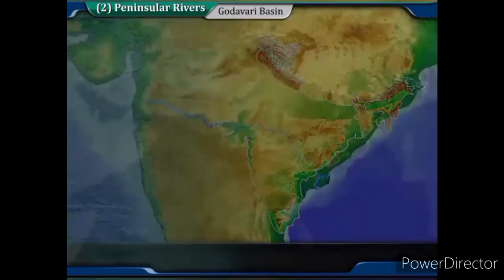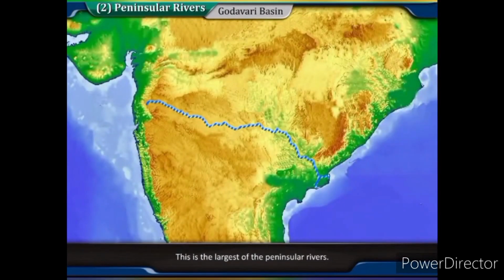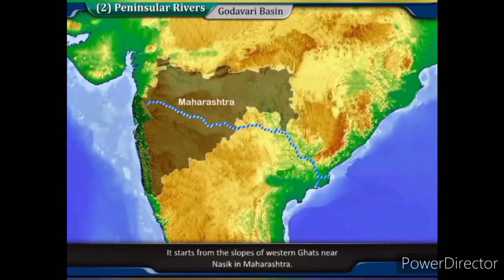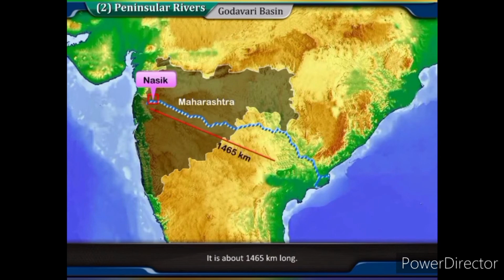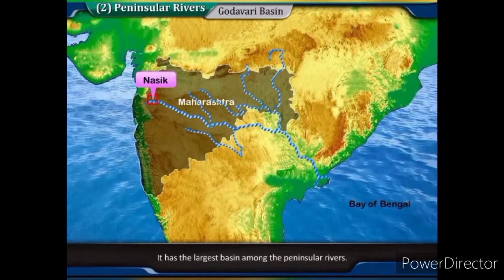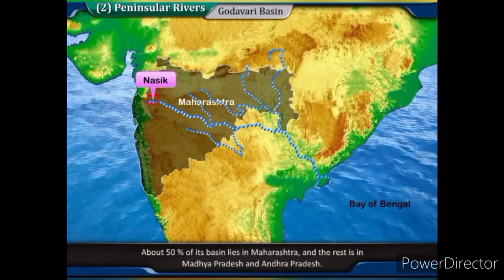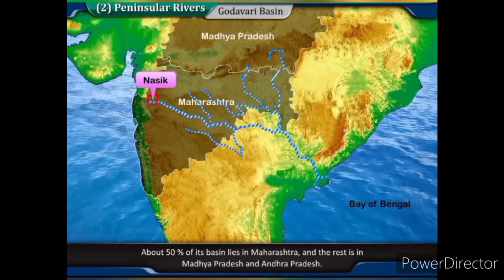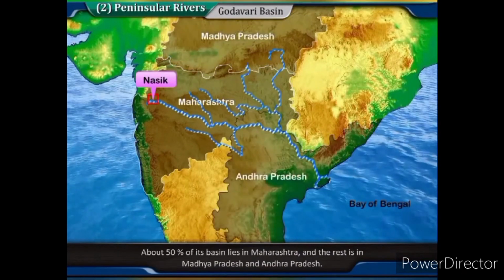Godavari Basin. This is the largest of the peninsular rivers. It starts from the slopes of Western Ghats near Nasik in Maharashtra. It is about 1,465 kilometers long. It flows to the east and meets the Bay of Bengal. It has the largest basin among the peninsular rivers. About 50% of its basin lies in Maharashtra, and the rest is in Madhya Pradesh and Andhra Pradesh.